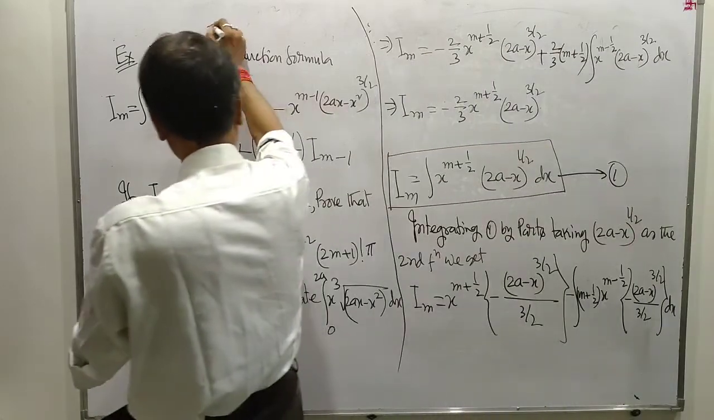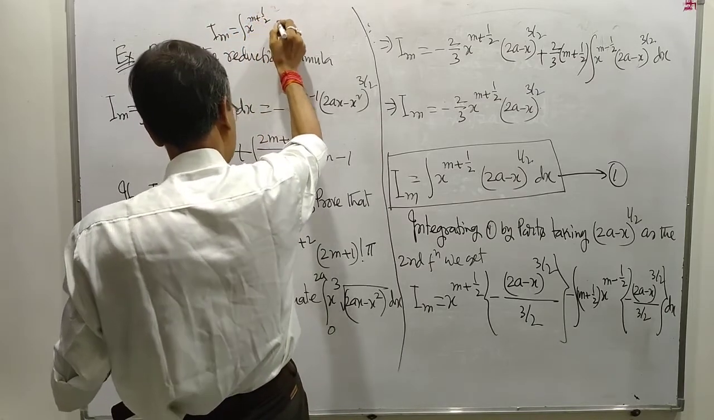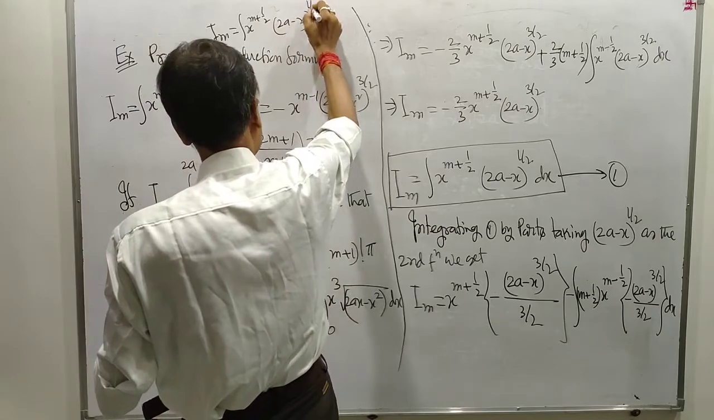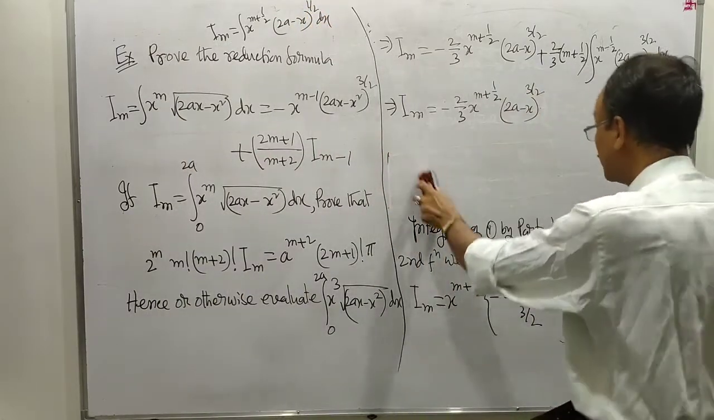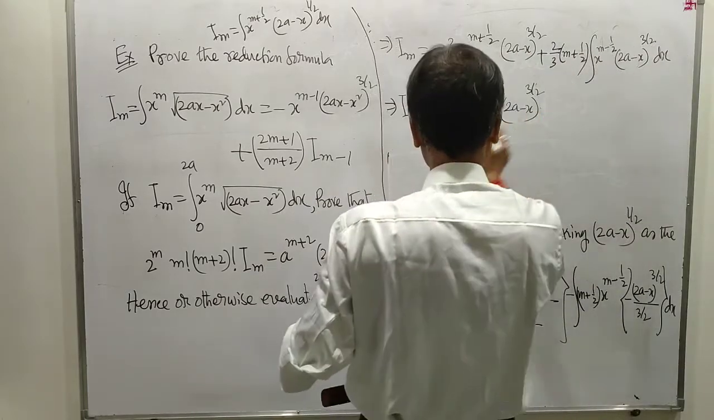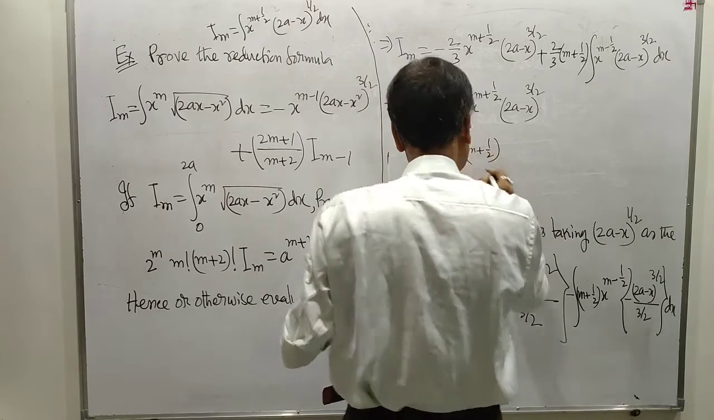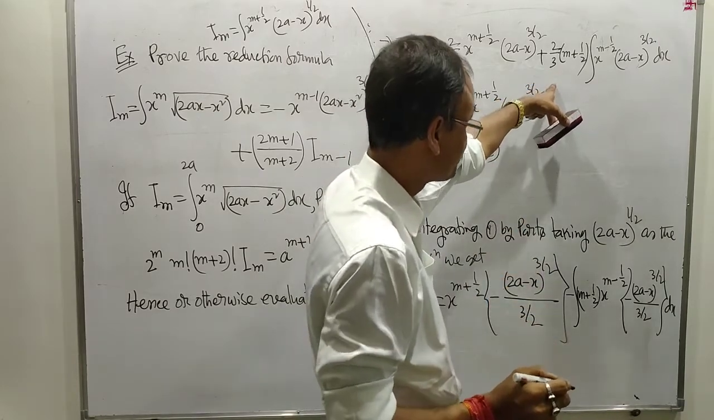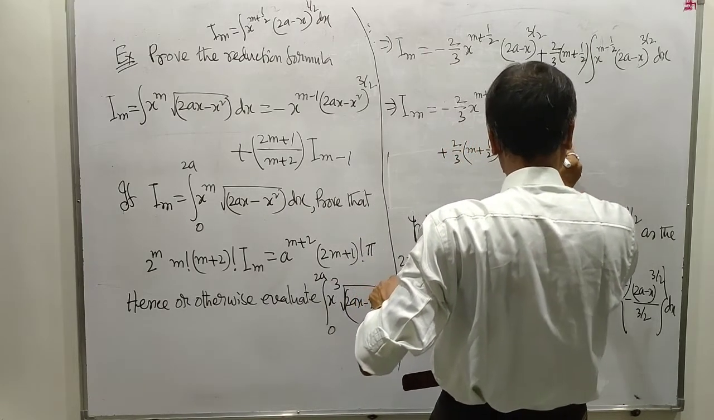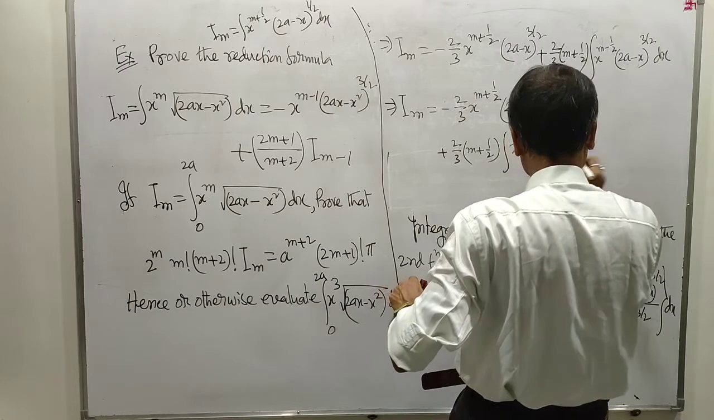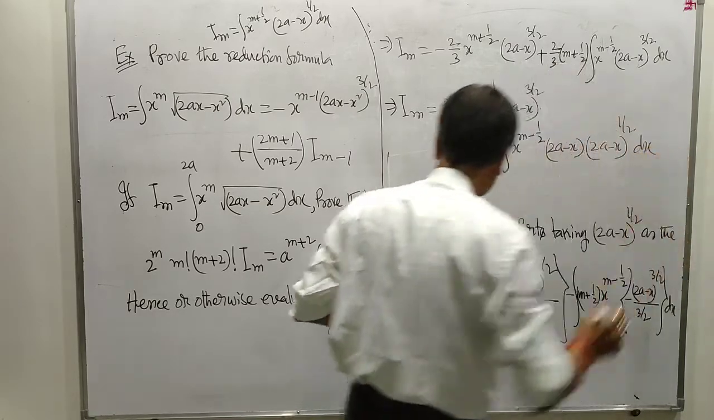I_m is equal to the integral of x to the power m plus half, (2a minus x) whole to the power half dx. This one. Let me remove this. This plus 2 by 3 into m plus half, the integral of x to the power m minus half, x times (2a minus x) whole to the power half dx. Can I write like this?